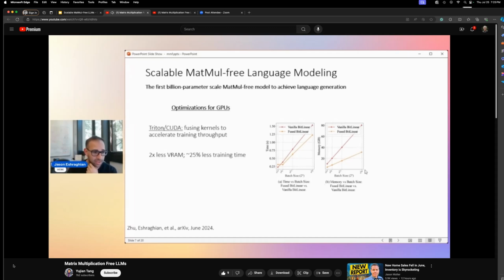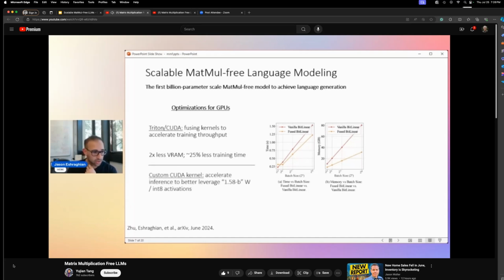These plots here are showing you what a vanilla BitLinear layer looks like and what this fused BitLinear layer looks like. Just a bit more context, we fused the ternary linear layer along with the root mean square norm, which normalizes the output vector of the ternary operations. On the left, this plot represents time versus batch size, and on the right, memory versus batch size. The fused approach is in orange and naturally does considerably better in both cases as your batch size increases.